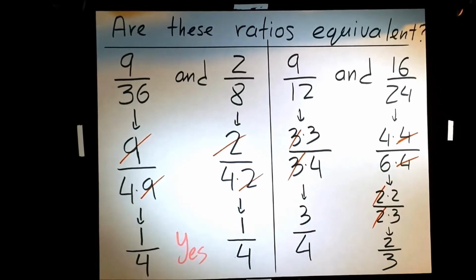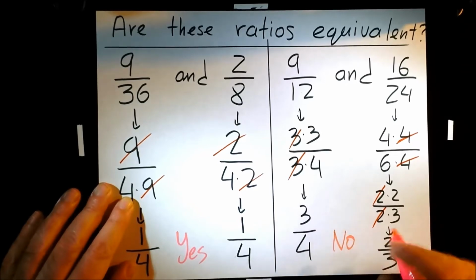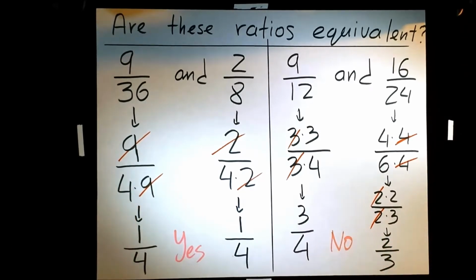Is 2 over 3 and 3 over 4 the same ratio? Because I can't simplify these down any further. Oh, they're not. They're definitely not the same ratio. So 9 over 12 and 16 over 24 are not equivalent. They're different ratios. They look different and they're actually different ratios. So does that make sense how we work those out?